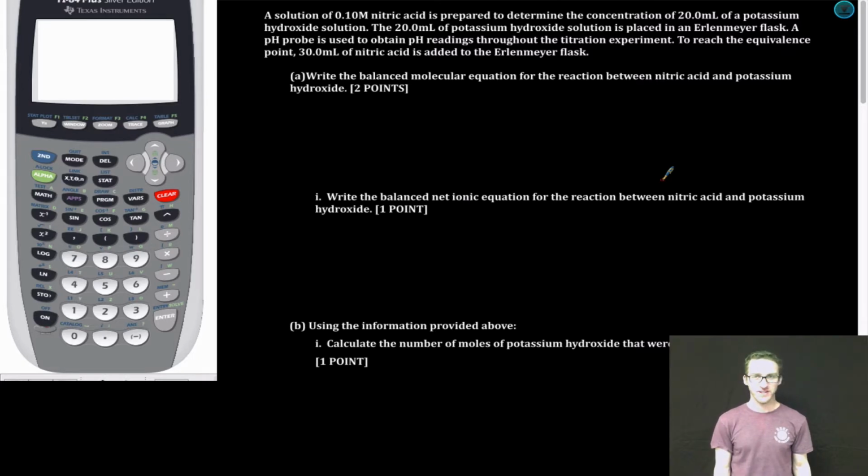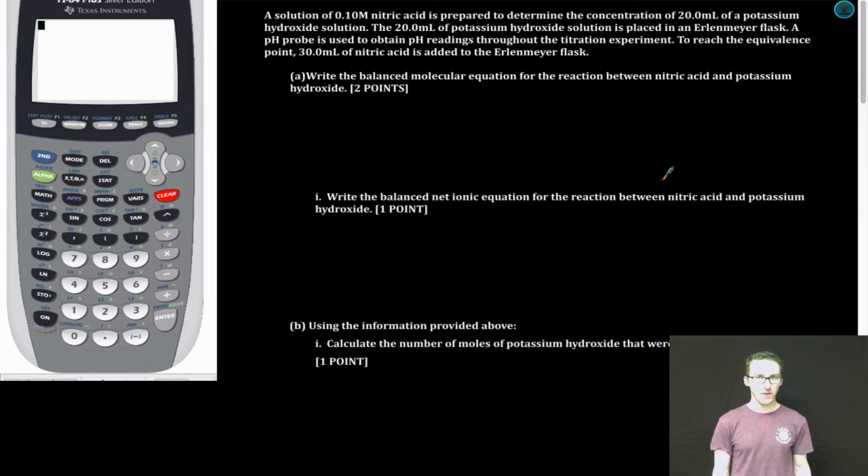A solution of 0.10 molar nitric acid is prepared to determine the concentration of 20.0 milliliters of a potassium hydroxide solution. The 20.0 milliliters of potassium hydroxide solution is placed in an Erlenmeyer flask. A pH probe is used to obtain pH readings throughout the titration experiment. To reach the equivalence point, 30.0 milliliters of nitric acid is added to the Erlenmeyer flask.